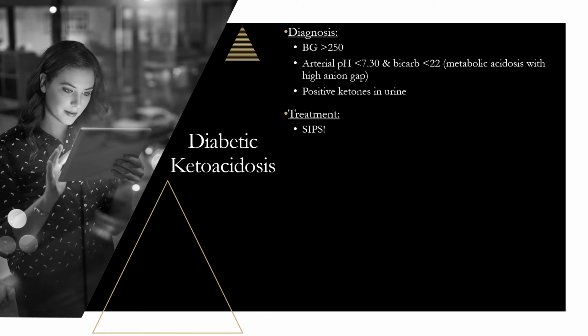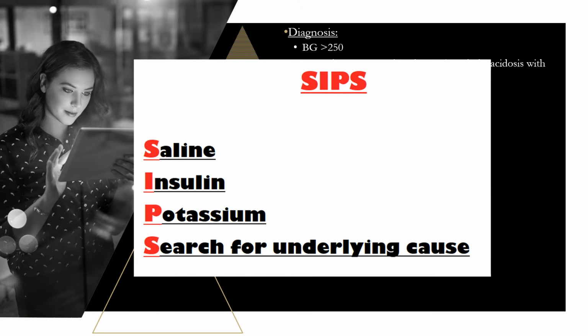Treatment. So the way you're going to remember treatment, this patient is dehydrated, so think of them taking sips of water, and that's the way I remember it, and I'll let you know what each one stands for. But remember, when you're thinking about DKA, treatment is going to be SIPS. They're really thirsty, they're really dehydrated, so think of sips of water. And then what SIPS stands for is going to be saline, insulin, potassium, and then search for an underlying cause.